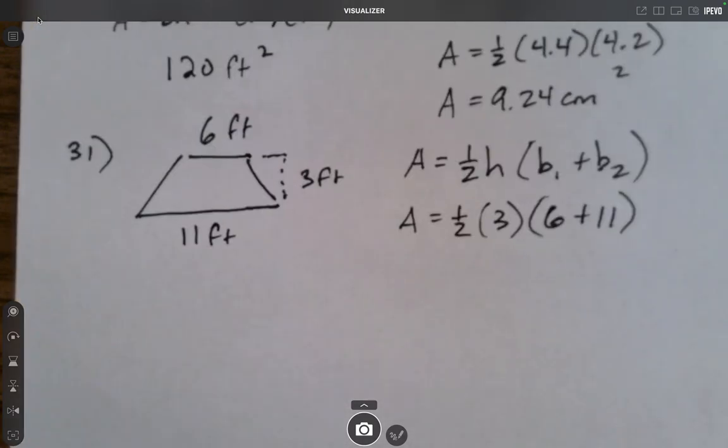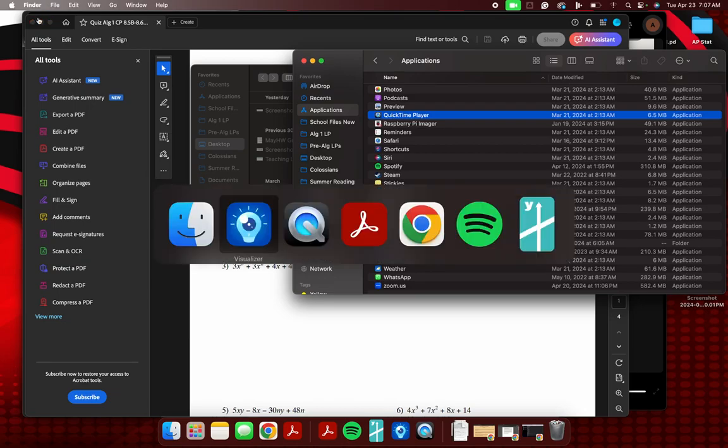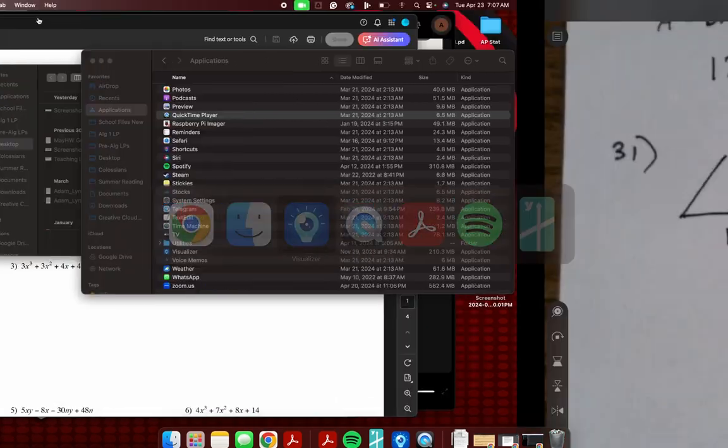Okay, so 1/2. Not what I thought it would do. Hold on. Oh, I don't have the calculator on this computer. My mistake. Stand by. Okay.